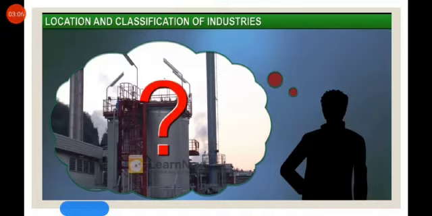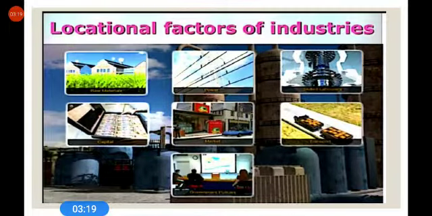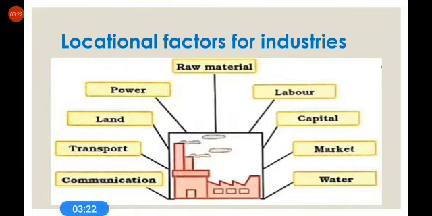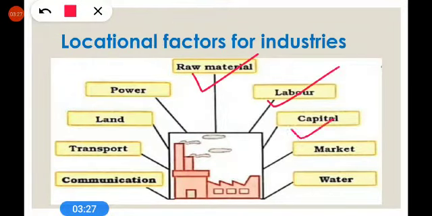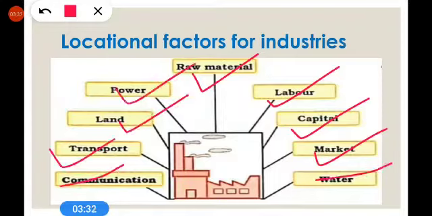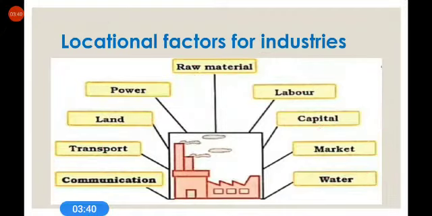Clear? If you wish to set up a manufacturing industry, how will you choose its location? What are the factors that you must keep in mind while choosing the location of an industry? There are many locational factors of industries, and some of them are: raw material, labor, capital, power, water, proper communication, transport, and land. These are the locational factors for the proper running of an industry, so that industries can run smoothly.